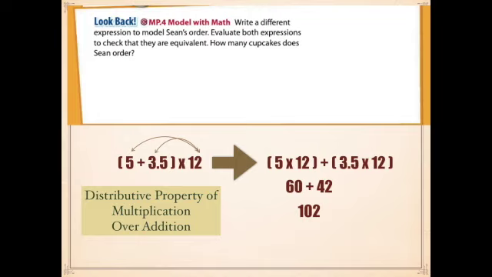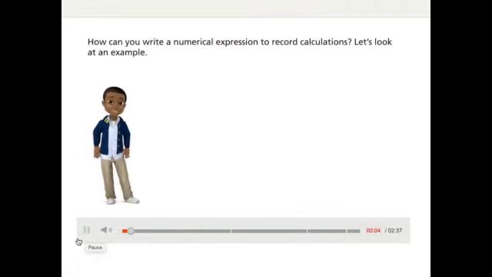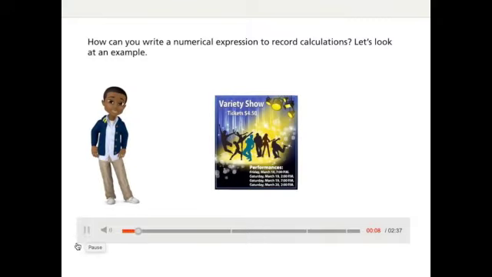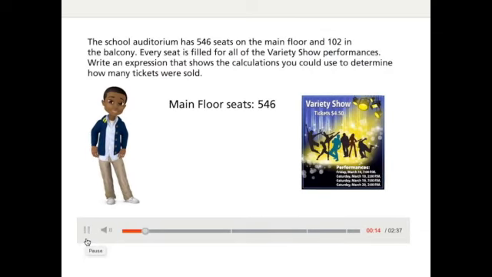So here, let's have the next page. How can you write a numerical expression to record calculations? Let's look at an example. The school auditorium has 546 seats on the main floor and 102 in the balcony. Every seat is filled for all of the variety show performances. Write an expression that shows the calculations you could use to determine how many tickets were sold.